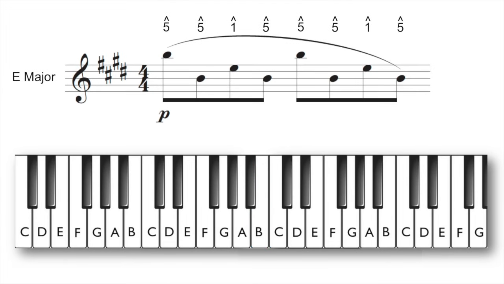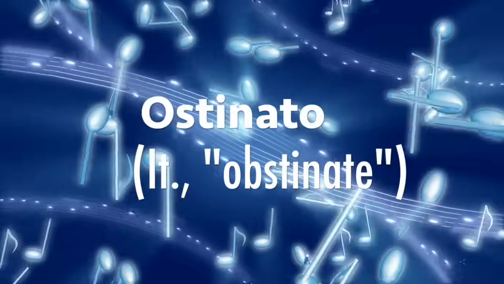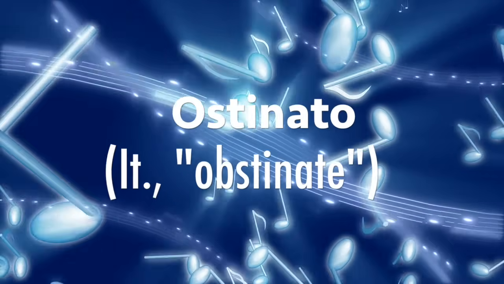Now, what do we call this repeating pattern? It's referred to as an ostinato, a classical term which in Italian means stubborn. It's similar to a riff in commercial music, a device that is ubiquitous in pop and rock, and is usually played by the electric guitar or electric bass.